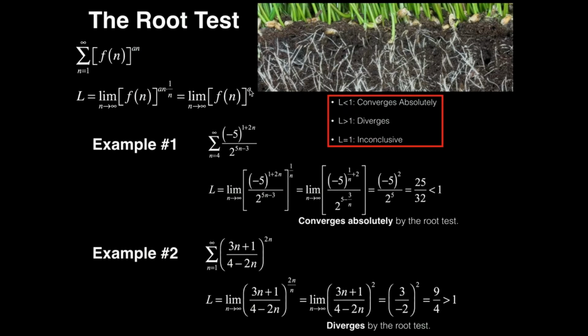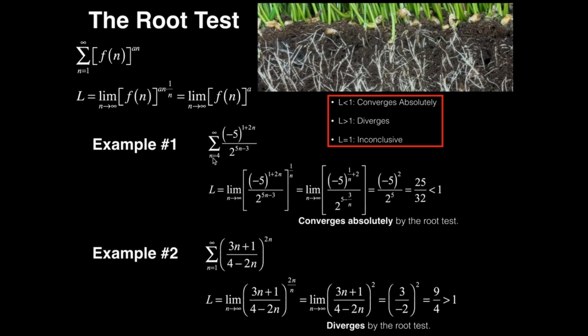If the limit is less than 1, the series converges absolutely. We don't have to worry about conditional convergence here, just as in the case of the ratio test. If L is greater than 1, the series diverges. And if L is equal to 1, the test is inconclusive and we're forced to use something else. Let's look at two examples of this, and hopefully you'll see that the root test is actually not all that bad.